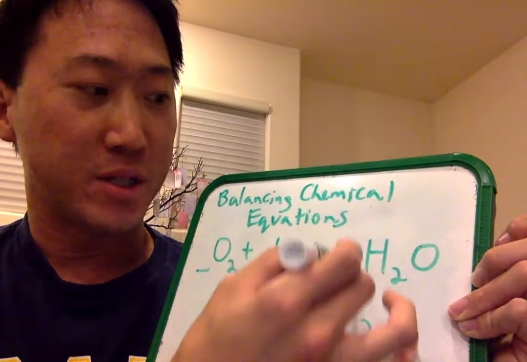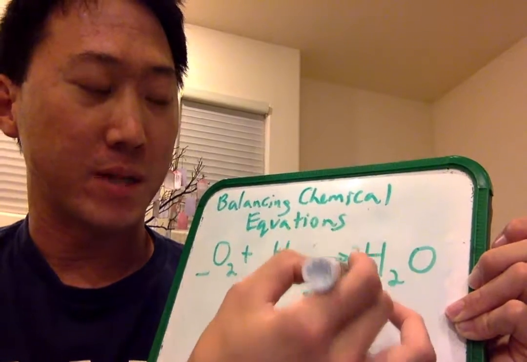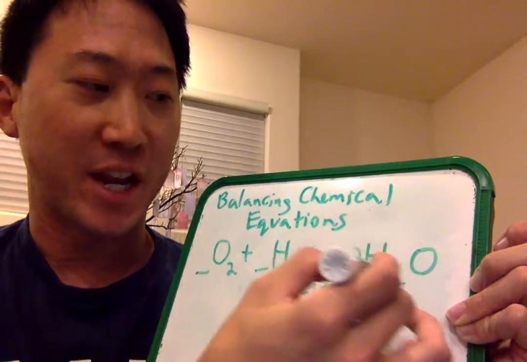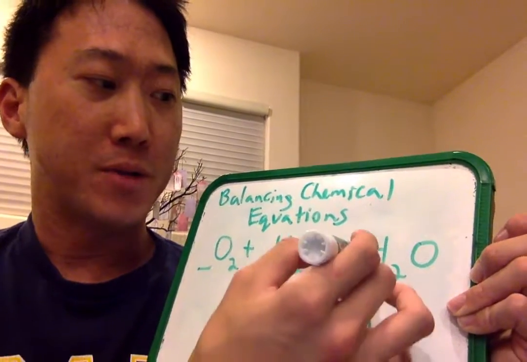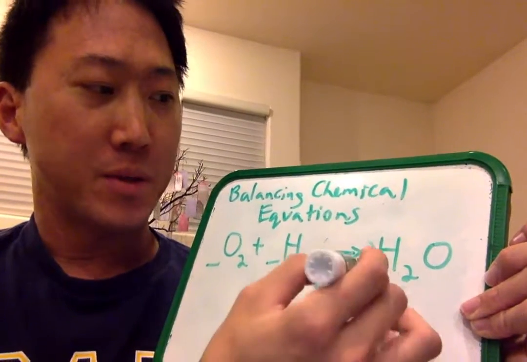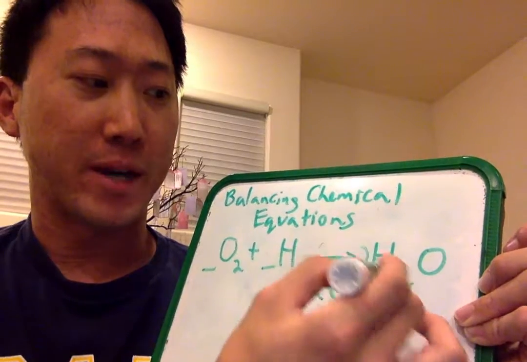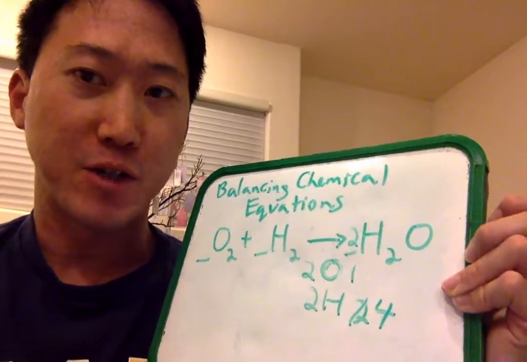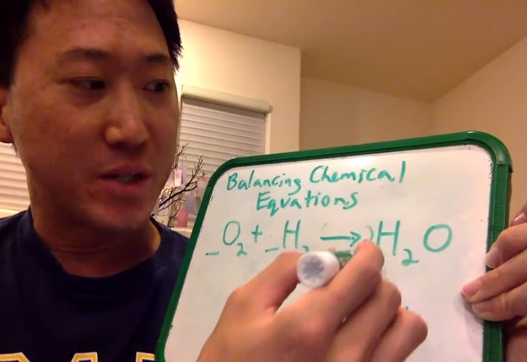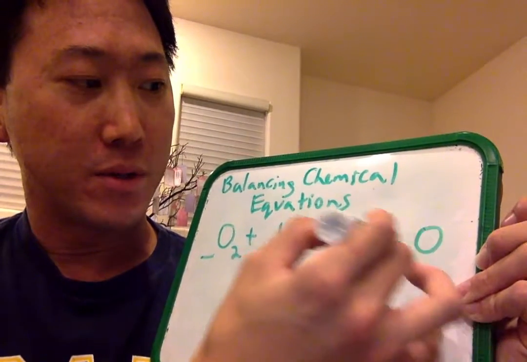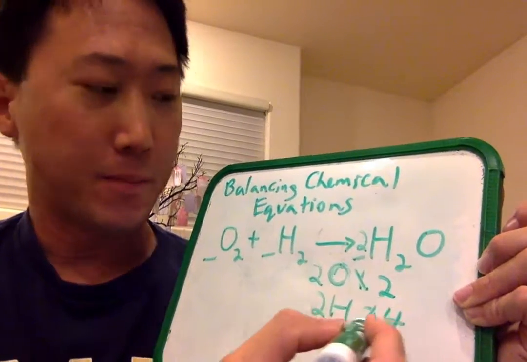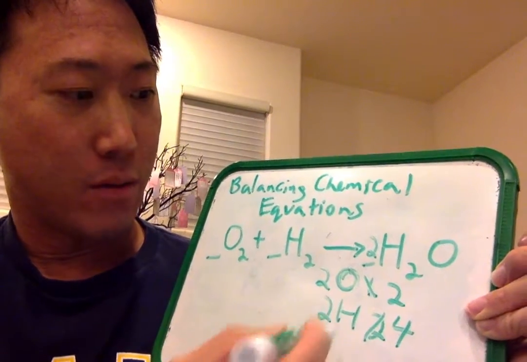So if we want more oxygens, one way to do that is just put a 2 here, because there's basically a 1 here by default. But if I put a 2 here, I've kind of changed everything on the right side now, so I have to reevaluate everything. Now the number of hydrogens has changed on the right. 2 times 2 is now 4. So now I have 4 hydrogens on the right. But I've also changed the number of oxygens. Now I have 2 times 1, there's a 1 here. Now I have 2 oxygens on the right. And so now we're unbalanced again.